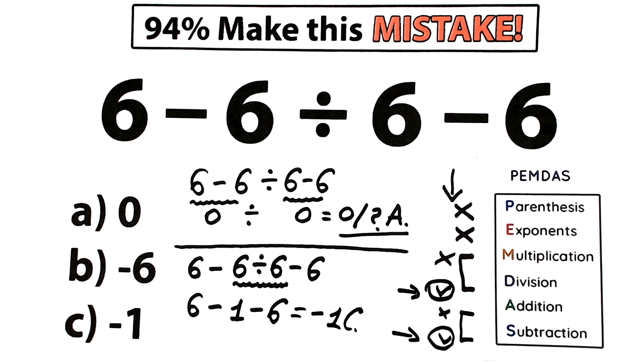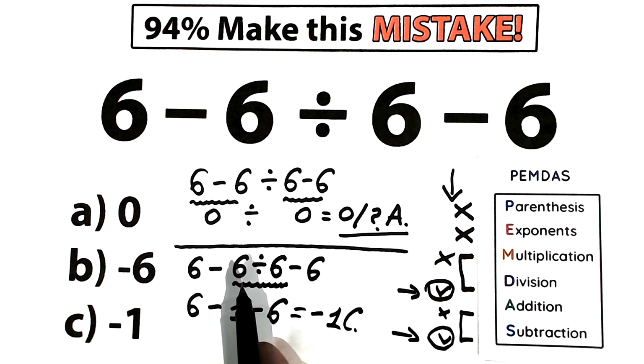And right now here is the main question: what should we do first? We should divide, or we should subtract? Of course, division is before subtraction, so we should divide first and then subtract. Multiplication and division always come before addition and subtraction. This is maybe the main rule. I hope you understand this property, this rule: multiplication and division are before addition and subtraction.